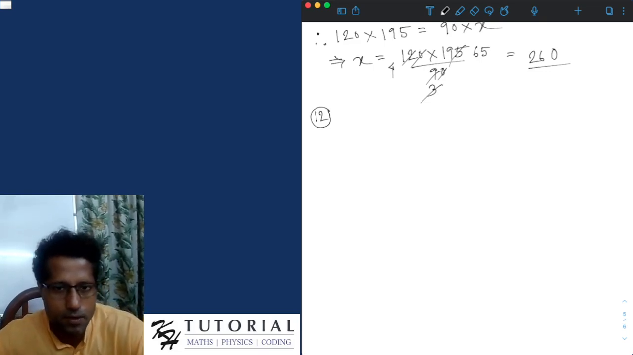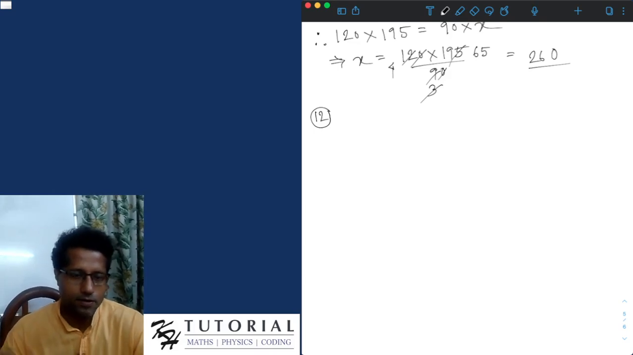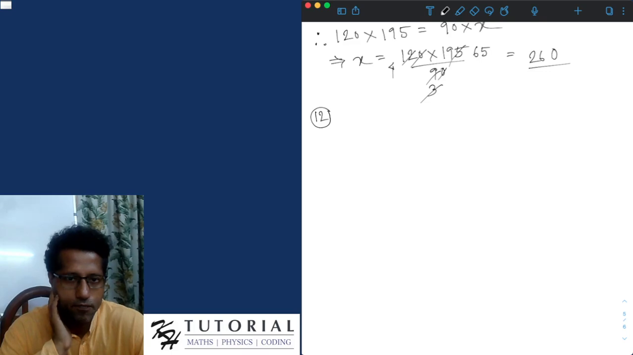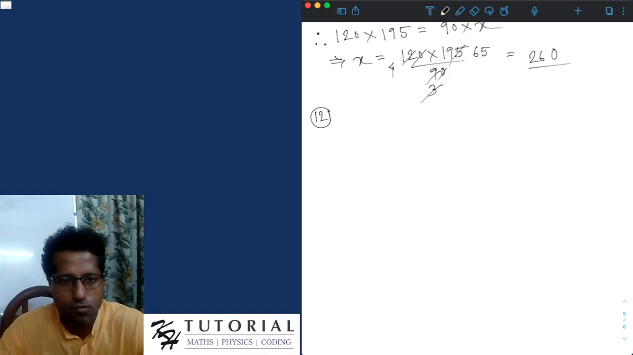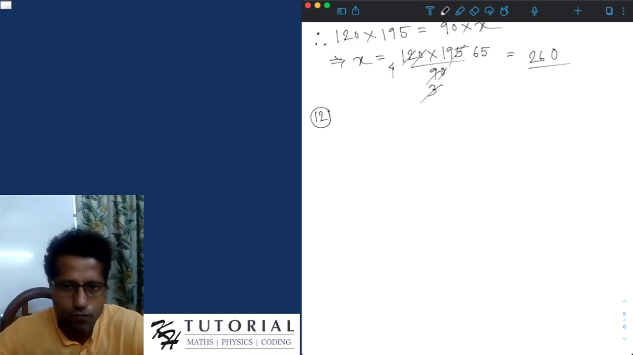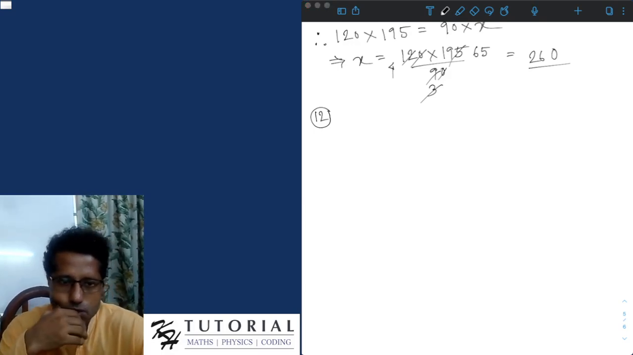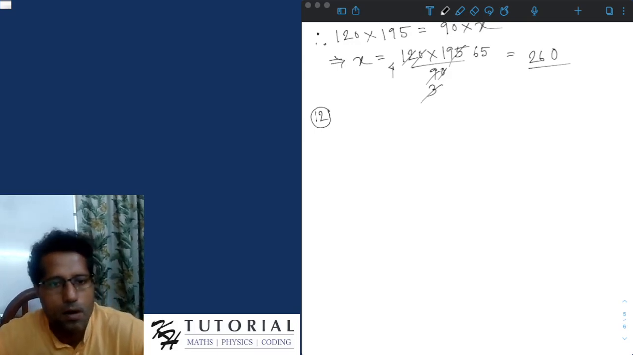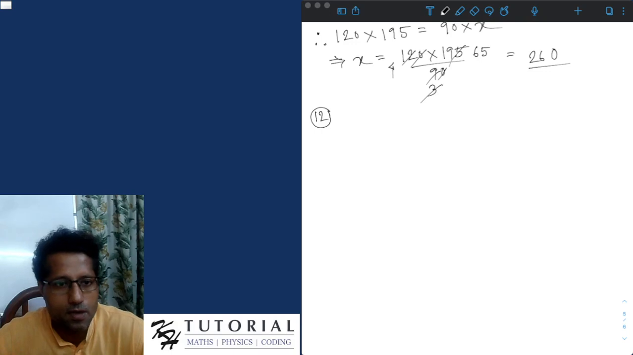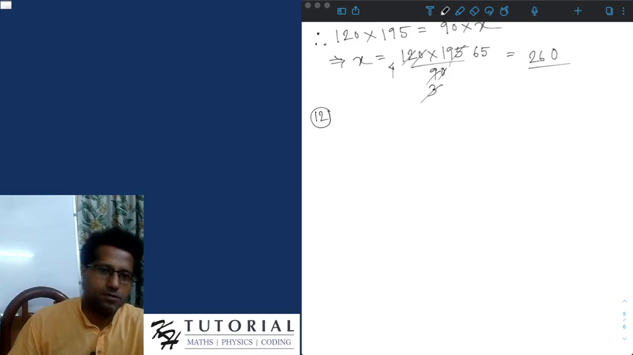Okay, question number 12. It says that 1200 soldiers in a fort had enough food for 28 days. After 4 days, some soldiers were transferred to another fort, and thus the food lasted for an extra 32 days. So how many soldiers left the fort?